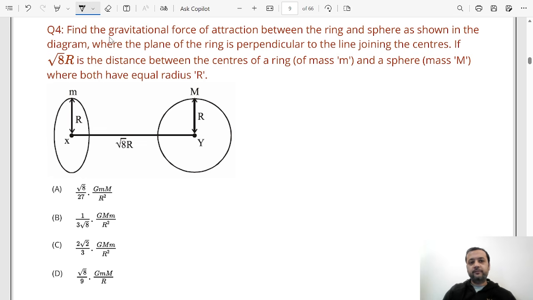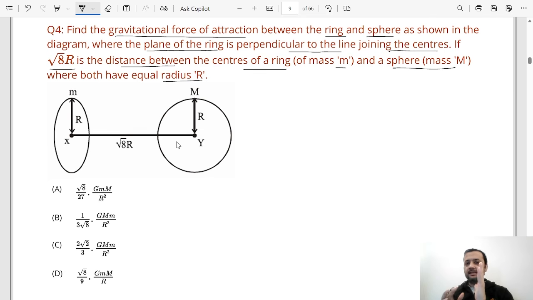In this question, we have to find the gravitational force of attraction between the ring and a sphere, as shown in the diagram. The plane of the ring is perpendicular to the line joining the centers. Root 8r is the distance between the centers of a ring of mass m and a sphere of mass capital M, and both have equal radii.